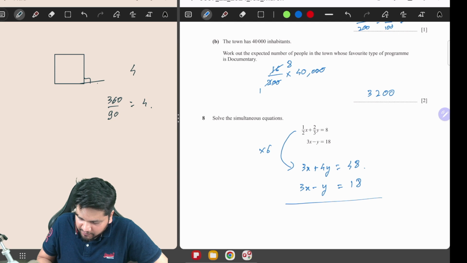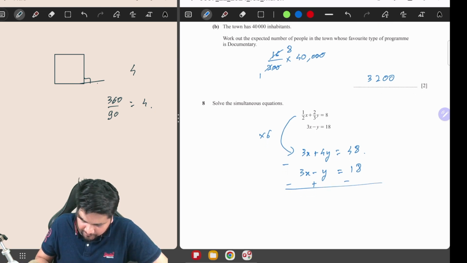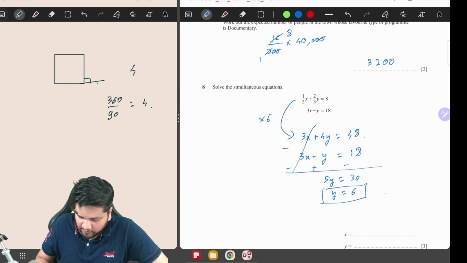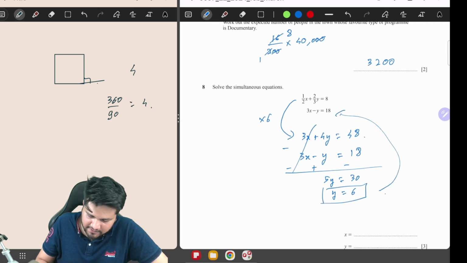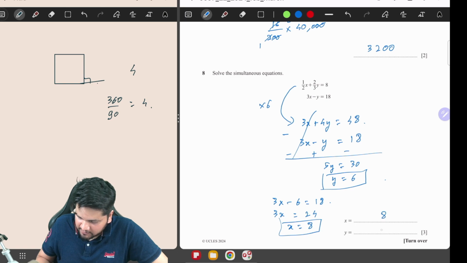All I have to do is subtract. This minus, this will become plus, this will become minus. Is it fine? Okay, fine. Then this 3x got cancelled. We'll get 5y is equal to 30, so y is equal to 6. See, I got an integer, so mostly I'm correct. Now, of course, I'll substitute in this equation as it is easier. So I'll get 3x minus 6 is equal to 18. So 3x is equal to 24, or x is equal to 8. So 8 and 6 is the answer.